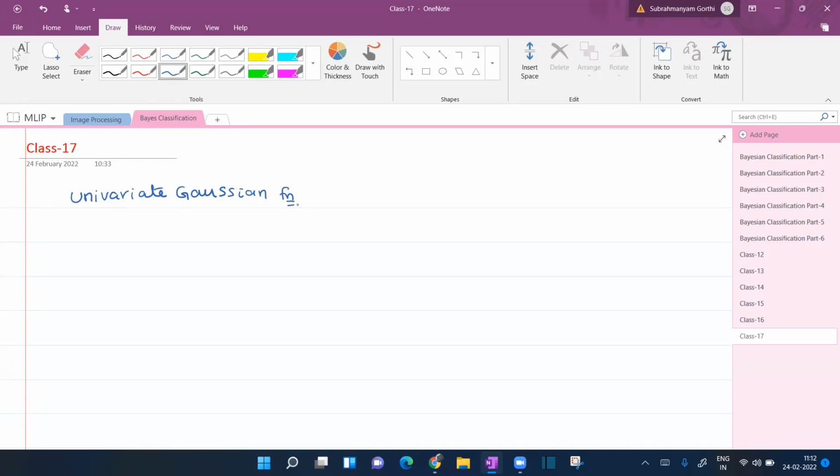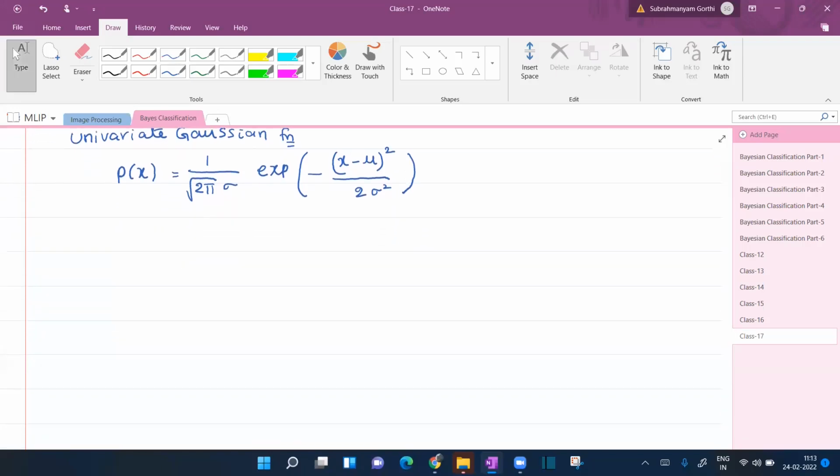How is that written? Let's write it as a probability density function itself. Please work out along with me. p(x) is equal to 1 over square root of 2 pi into sigma, and there is an exponential of minus of x minus mu whole square over 2 sigma square. Correct? This was the univariate Gaussian function.